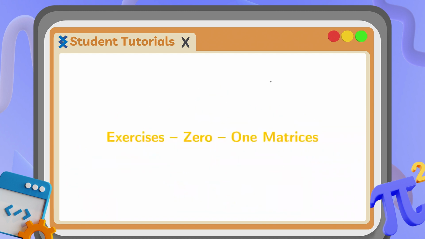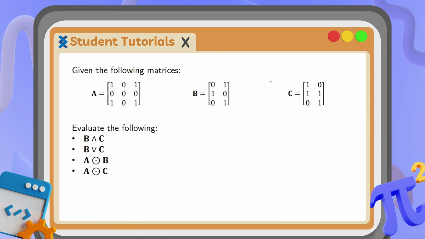So here are some exercises regarding 0-1 matrices. Given the following three matrices, evaluate the meet, join, and Boolean product of the following matrices. And that is all for matrices.